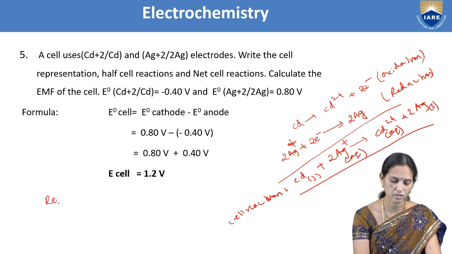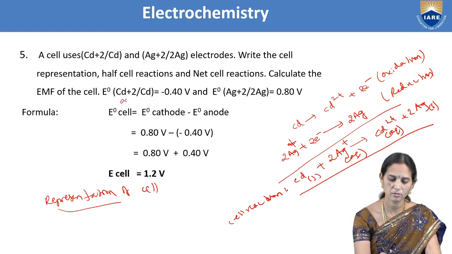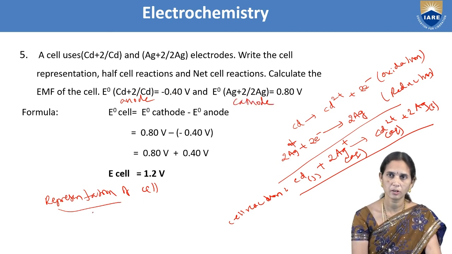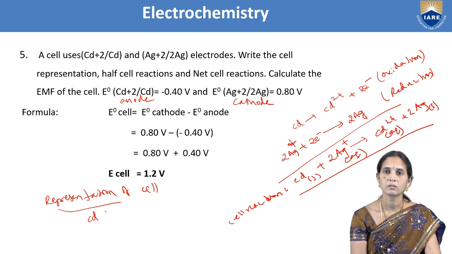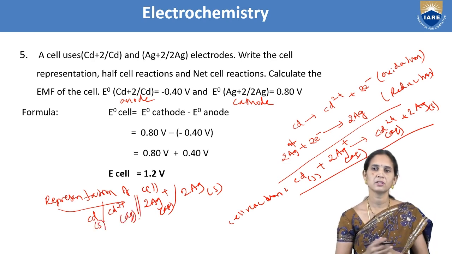Now the representation of the cell. Representation of a cell has an anode and a cathode. So this will act as the anode and this will act as the cathode. So we'll write here the anode, that is cadmium, Cd2+, then 2Ag+, then 2Ag. So this is the cell representation. This is combined with the salt bridge.